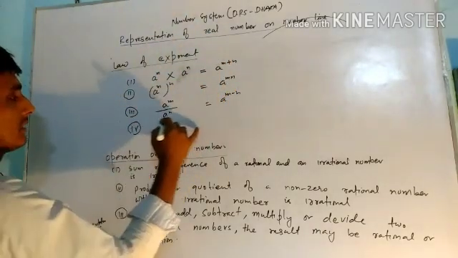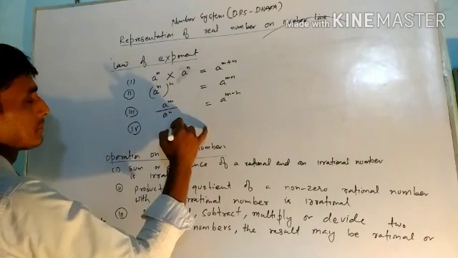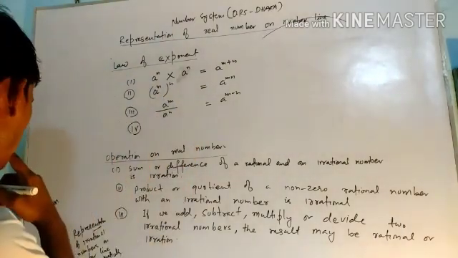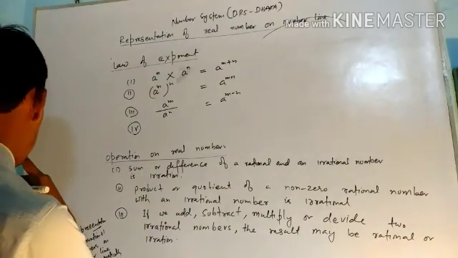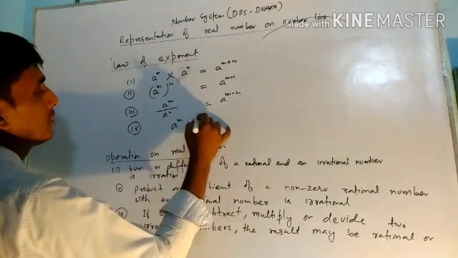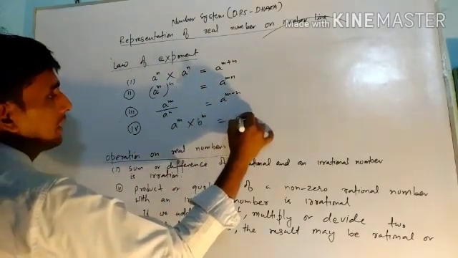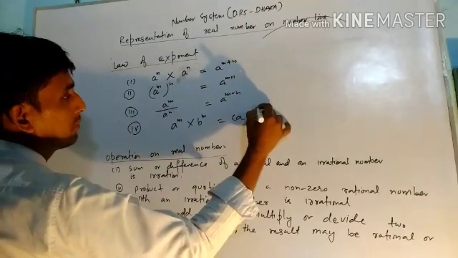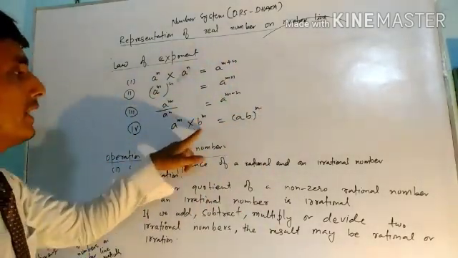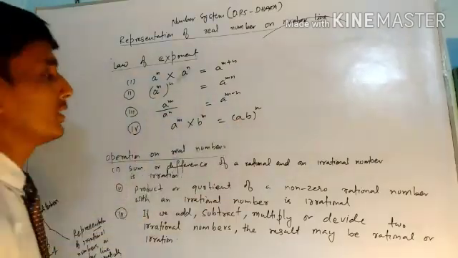The fourth case is, if we have a to the power m into b to the power m, then you will get a into b, whole to the power m. Here the exponents are the same, m and m, but the bases are different, a and b, so you will get a into b to the power m.